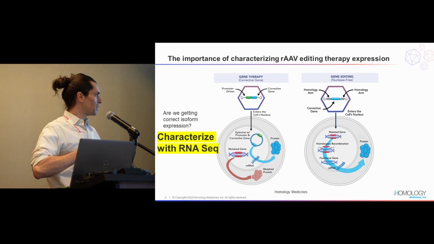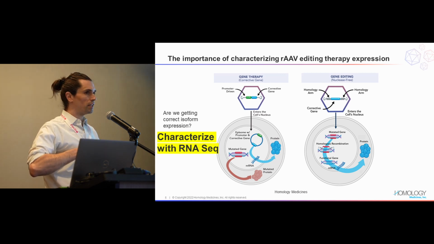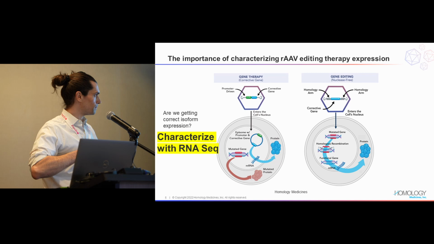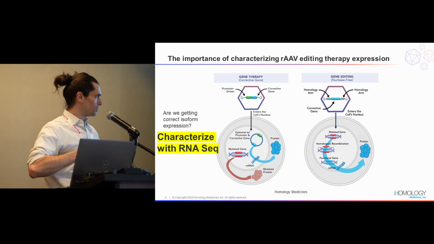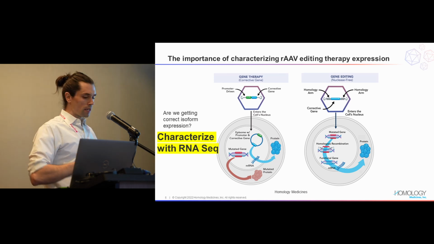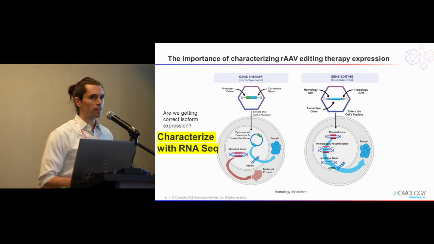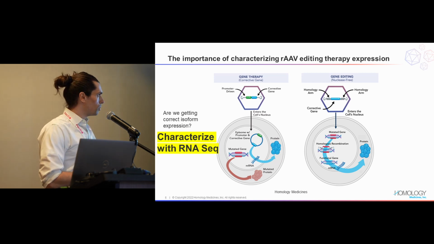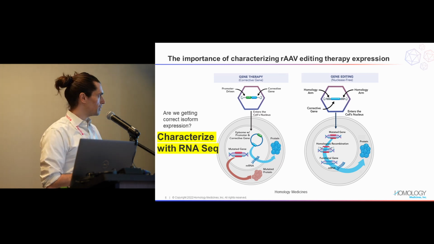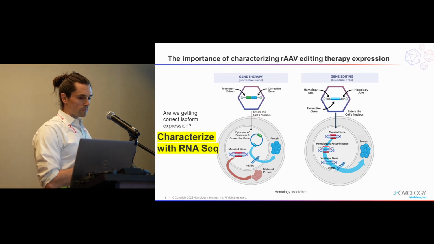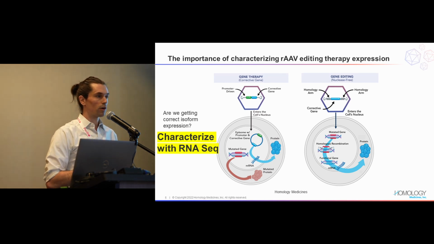However, in this scenario you still have a mutated gene expressing a mutated protein. With our gene editing therapies, this will enter the nucleus and recombine with the genomic DNA, thereby generating a functional gene and a functional mRNA and protein. While we can deliver a therapeutic benefit, we want to know: are we getting correct isoform expression? If we're putting these into patients, we want to make sure all these isoforms are what we expect them to be. One way to do this is to characterize with RNA-seq.